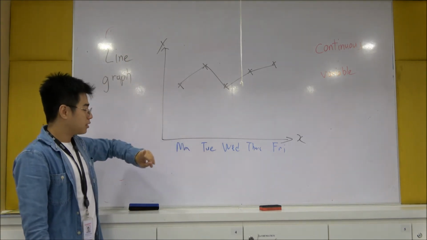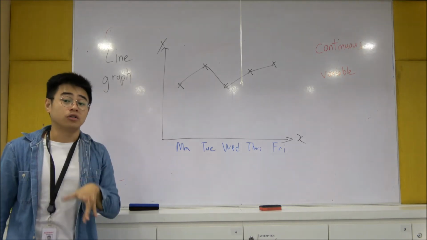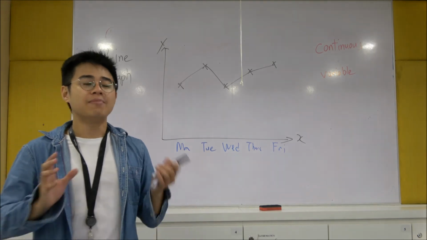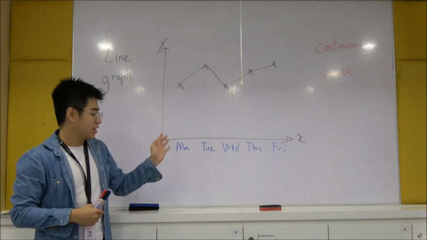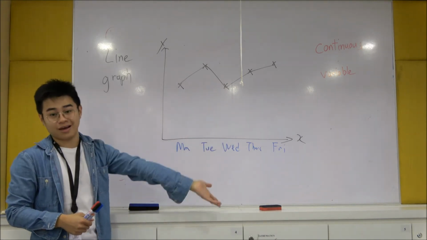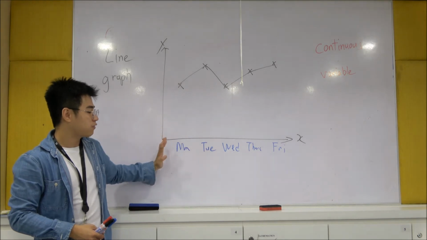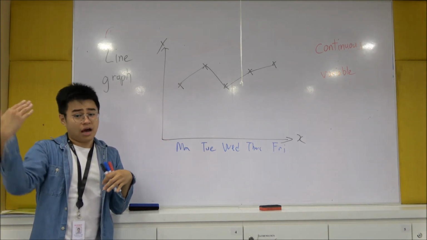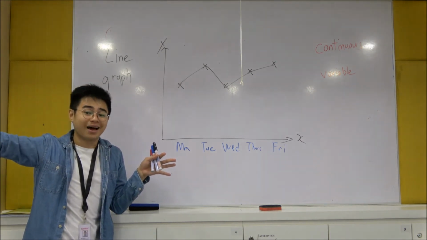Now, remember this: in a line graph, usually both sides have a continuous variable, meaning it doesn't end. If you think about numbers, numbers don't end. They can continue onwards. Days of the week as well can continue to the next Monday, and the next, so on and so forth. Same goes for the months, January, February. So you have this year and then you have next year as well. So it's a continuous line.